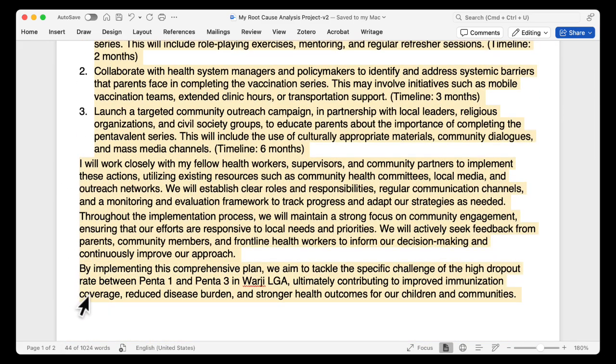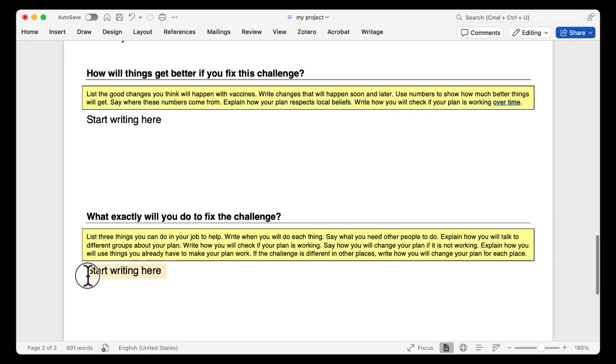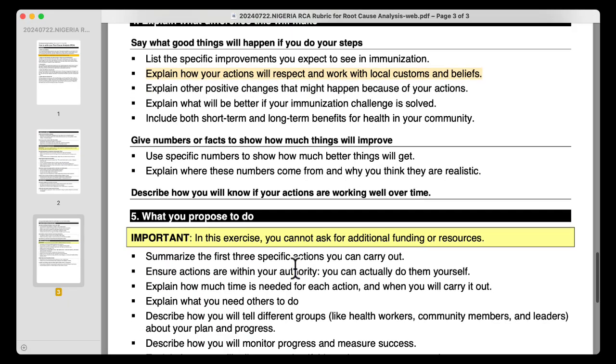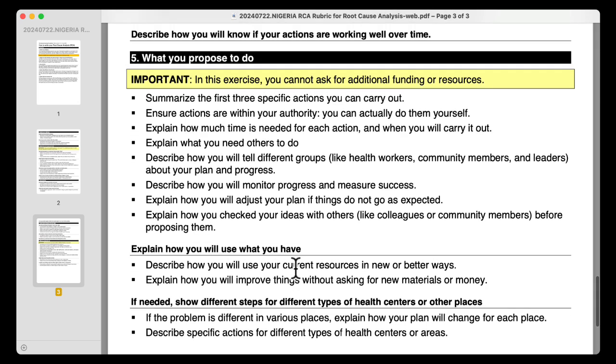And here, I'm going to paste here. I don't touch anything else. And so I would say do number 5 before number 4. So now, important, you cannot ask for additional funding or resources. That's too easy. If you say, well, I can change things, but only if I have more money, more funding, more resources, it's probably not going to happen that way. So you can always wait for resources, but you will be surprised by how much you can do with your own capacity. So summarize the first 3 specific actions.